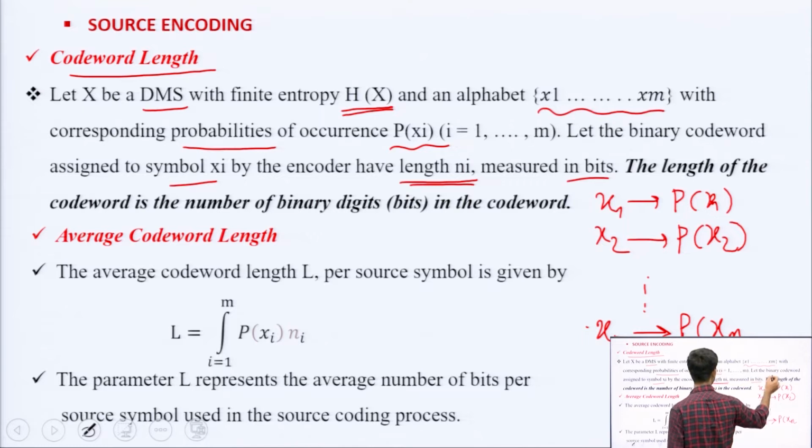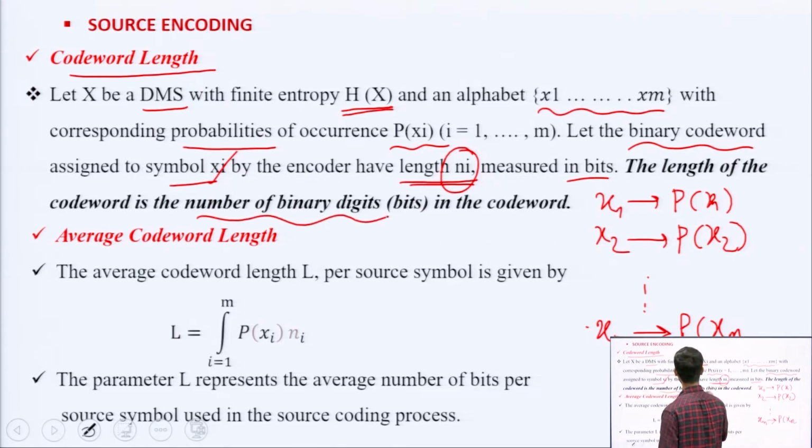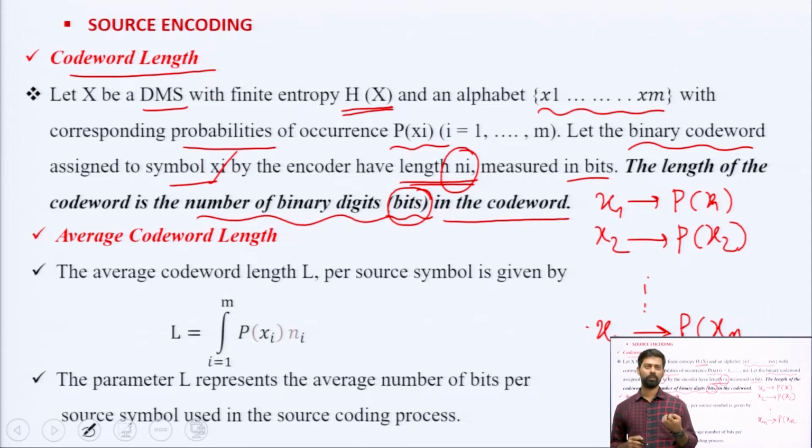Let the binary code word assigned to symbol xi by the encoder have length ni, measured in bits. So the length of the code word is the number of binary digits, that is bits, in the code word. Simply, the code word length is nothing but the number of bits in the code word.